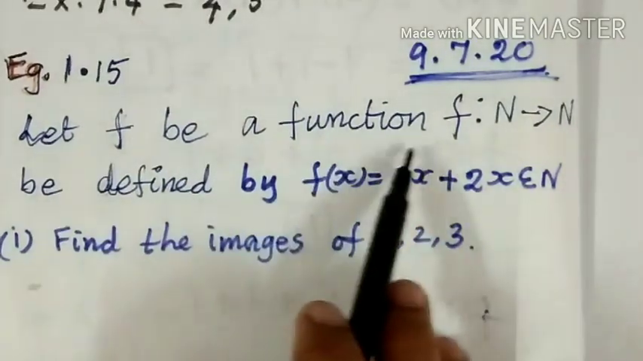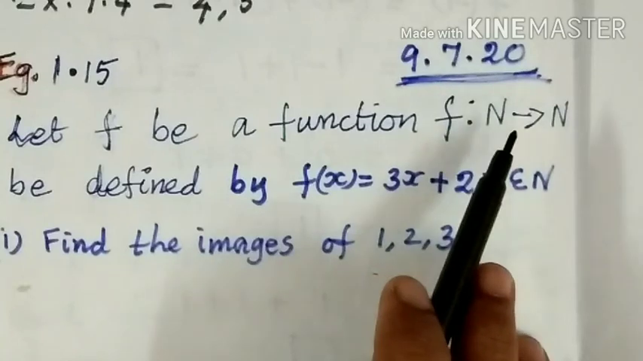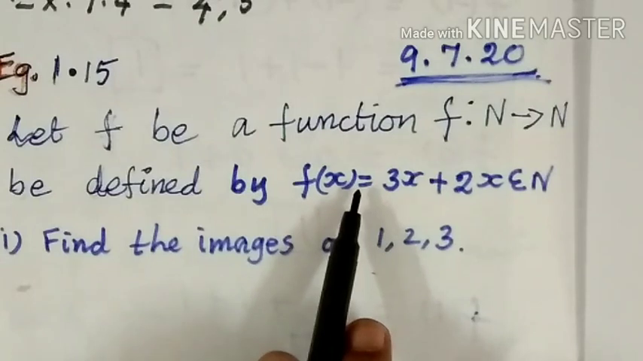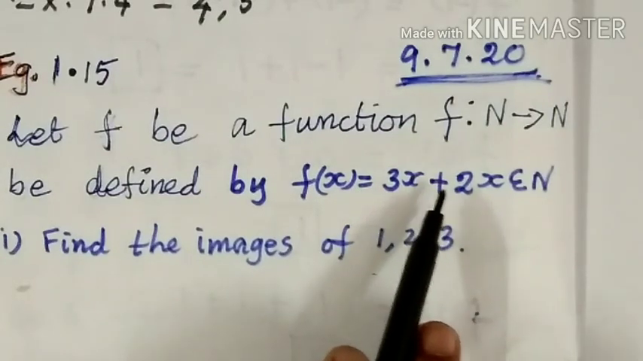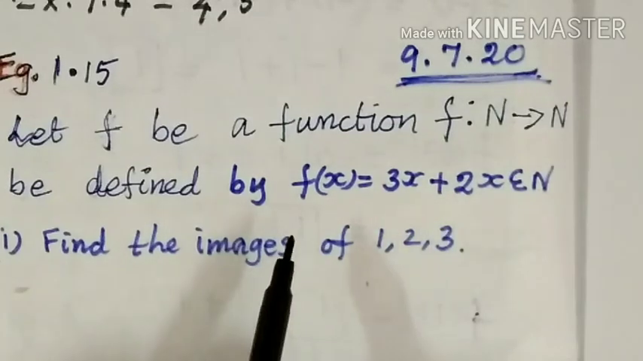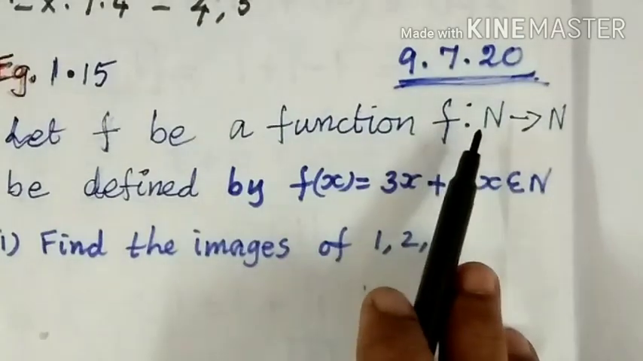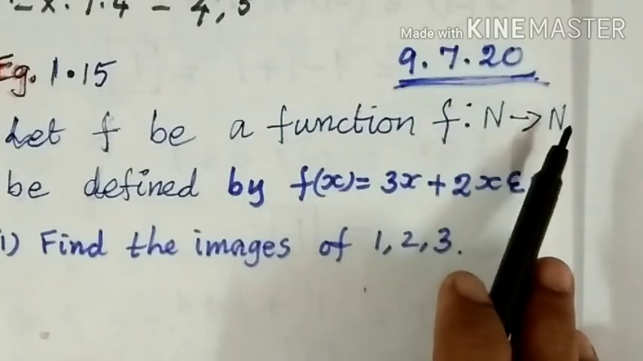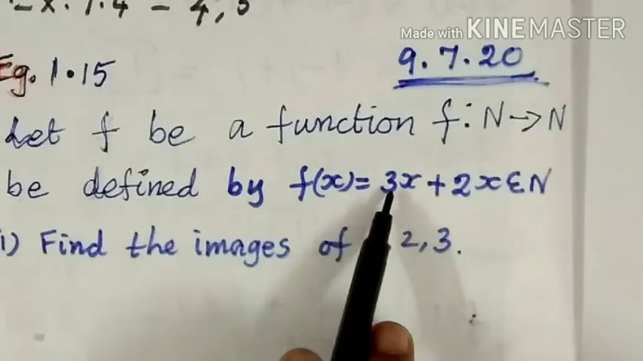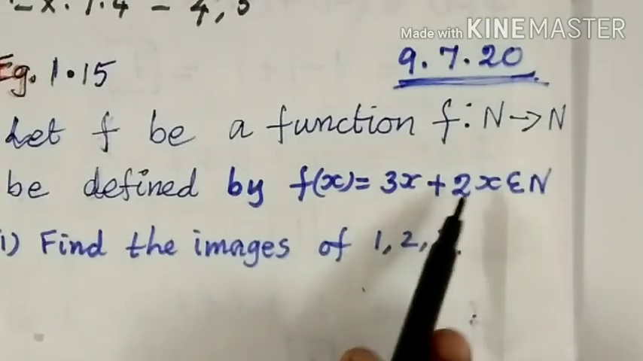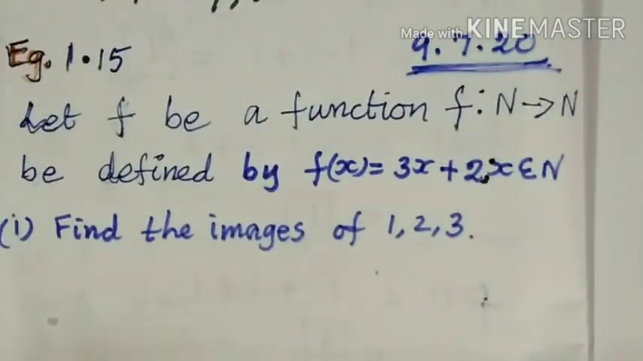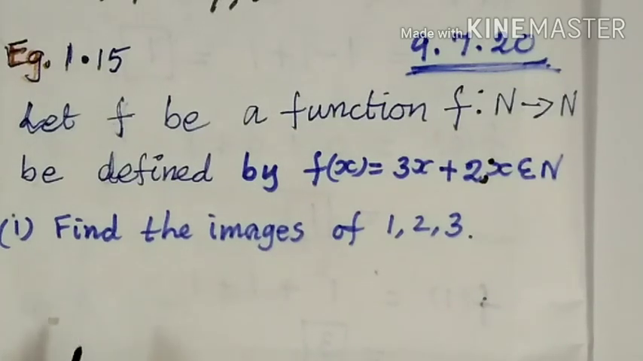Let f be a function from natural to natural defined by f of x equal to 3x plus 2, x belongs to natural numbers. So in this question, a function from natural to natural is defined as f of x equal to 3x plus 2. Here we have to find out three subdivisions.